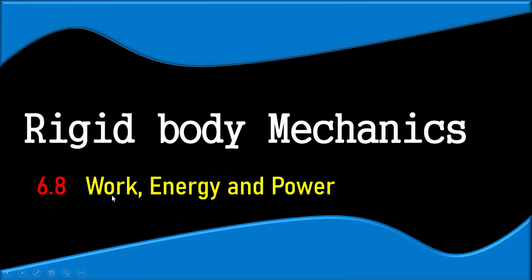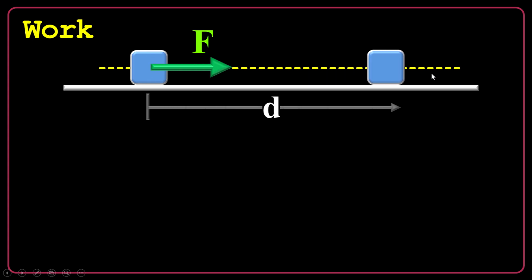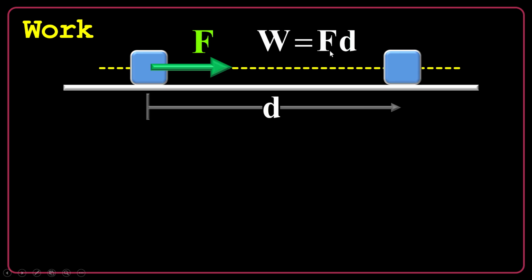Hello guys, this video is about work, energy and power in rigid body mechanics. I start from scratch. In the work energy chapter, we learned that if a horizontal force like F is acting on an object like M and it's displacing that for a distance d, the work done is supposed to be the force times displacement. And the unit of work in SI is joules.